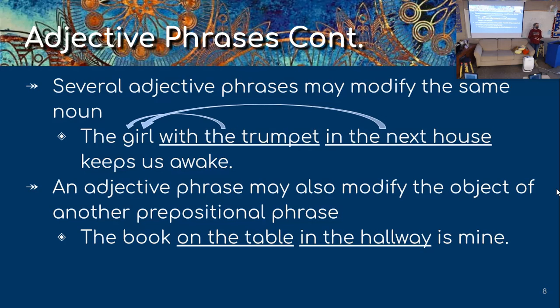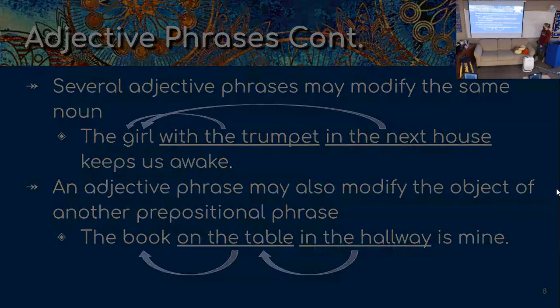All right, how about in the hallway? What word in the sentence is in the hallway giving us more information about? What do you guys think? Chance, what do you think? Table. Yeah, it's telling us where that table is, right? It's telling us which table we're talking about. So it's answering again, which one? Which table? The one in the hallway. Do you see how we can have a prepositional phrase modifying the object of another prepositional phrase? Pretty sweet, huh? Is this new information, or are you like, yeah, we know this? Okay, good job. All right, moving on.